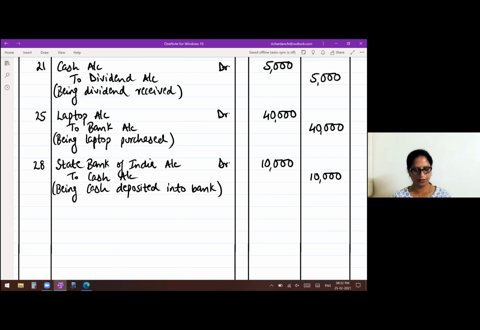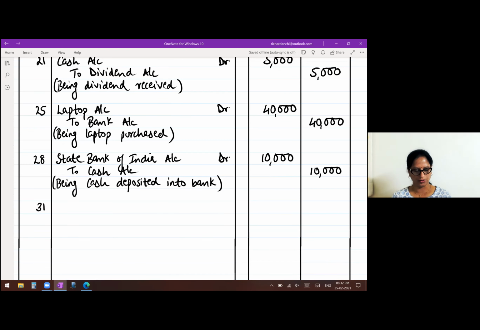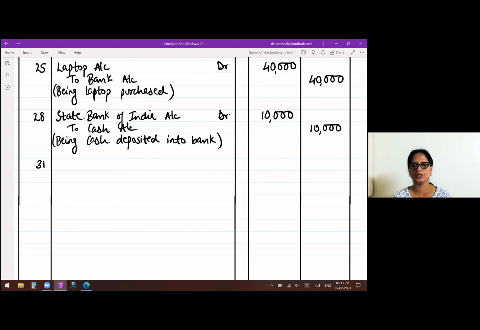Okay, and the last one, 31st, purchased goods for rupees 40,000 and paid by RTGS. Now here the purchasing goods. So one of the accounts will be purchases account and the other, how are you paying? RTGS. RTGS is done through the bank. So again, you will use the term bank. Okay, in this problem, most of the transactions are related with the bank. Instead of cash, you have to use bank.